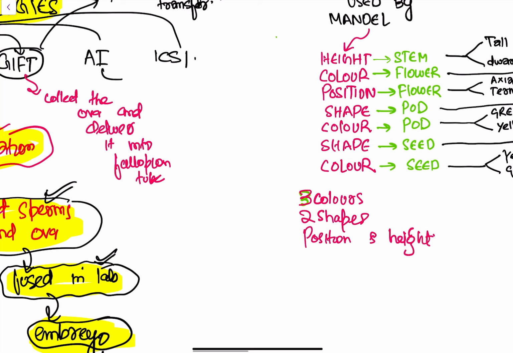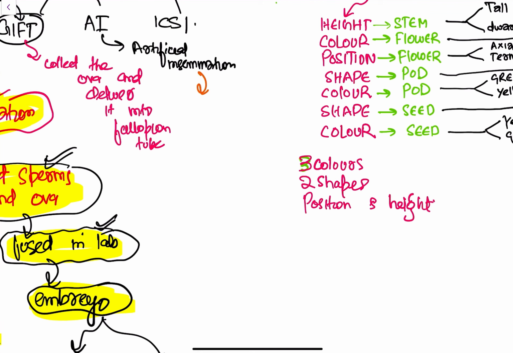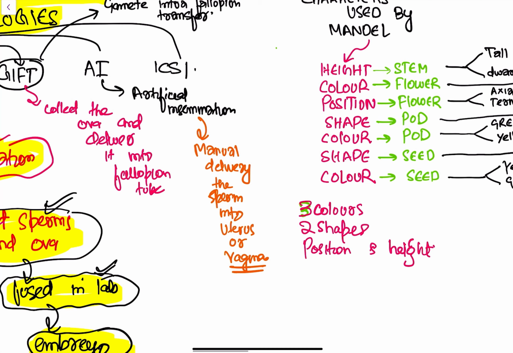Then we have artificial insemination, which is quite explanatory. Artificial insemination, where we put the sperms into the uterus or vaginal canal. So what happens? Manual delivery. We have to manually deliver the sperms into the uterus or vagina. That is called artificial insemination.